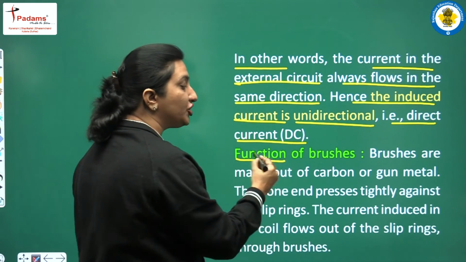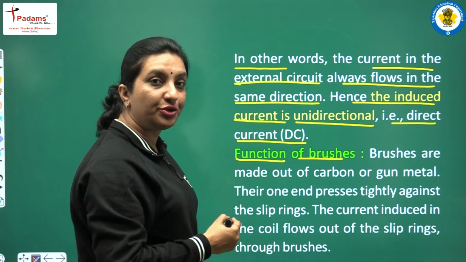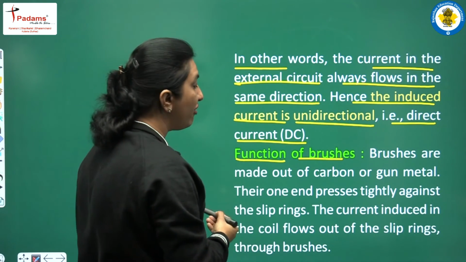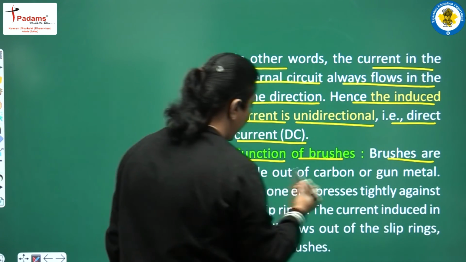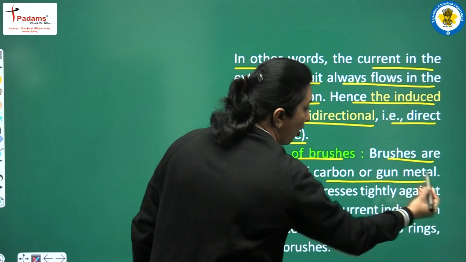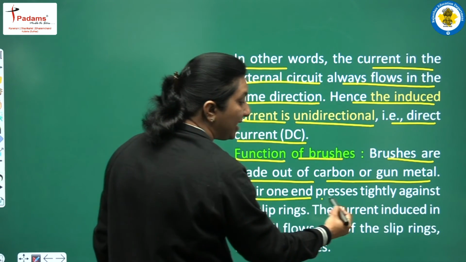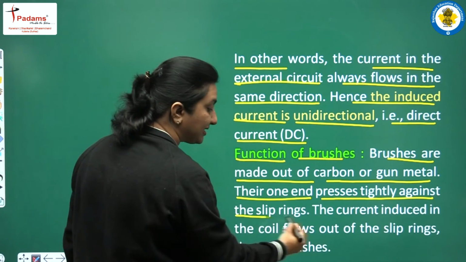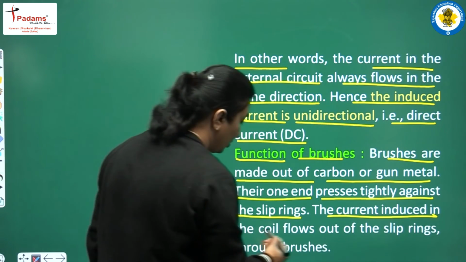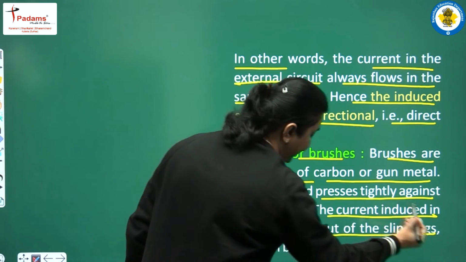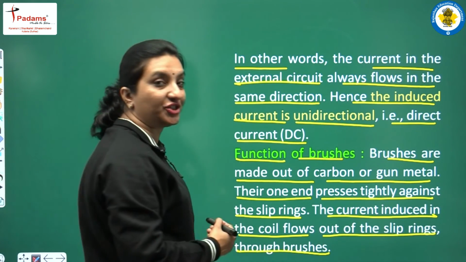Now, what is the function of brushes? This was asked in the question, so we will write the function of brushes. Brushes are made out of carbon or gunmetal. Their one end presses tightly against the slip rings. The current induced in the coil flows out of the slip rings through brushes.